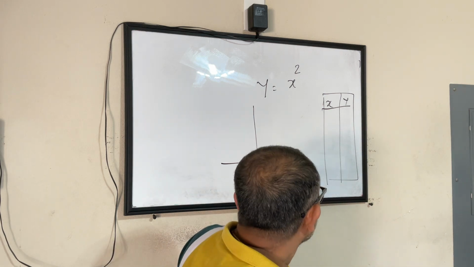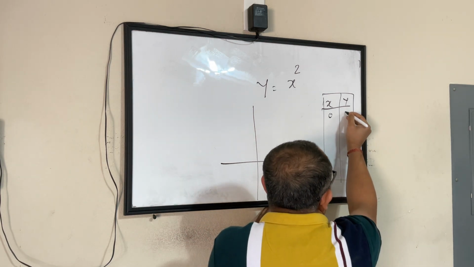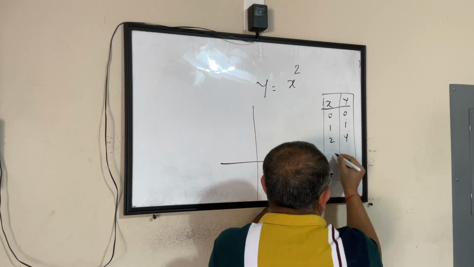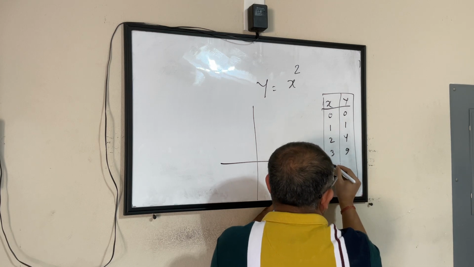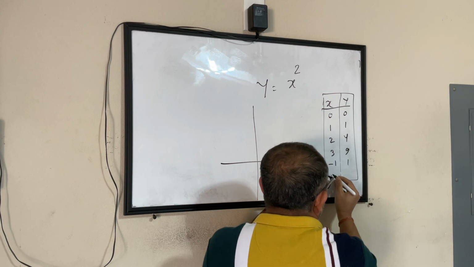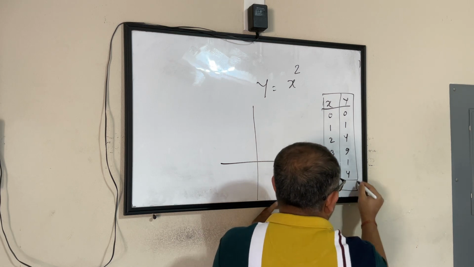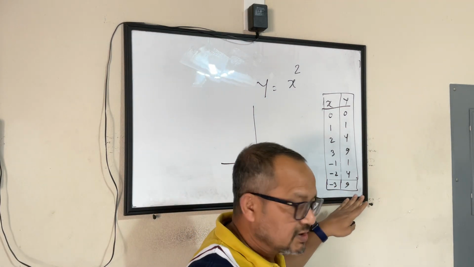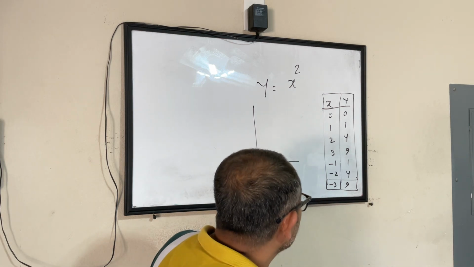Okay. Now, if I put x equal to 0, I see that the value of y is also 0. If I put 1, the value of y is also 1. If I put 2, this is 4. If I put 3, it becomes 9. How about negative values? If I put minus 1, I get 1. If I put x equals minus 2, I get 4. If I put minus 3, I get 9. And I did that on purpose, so that we get both the flavors of it. Let's see what exactly it means.